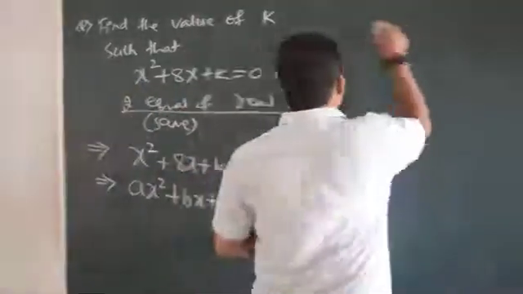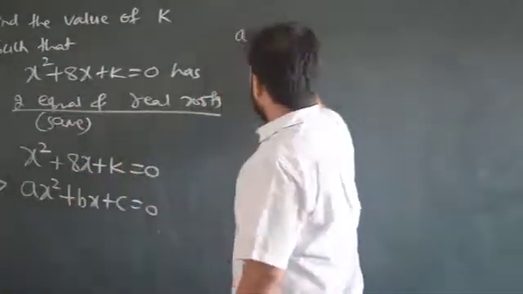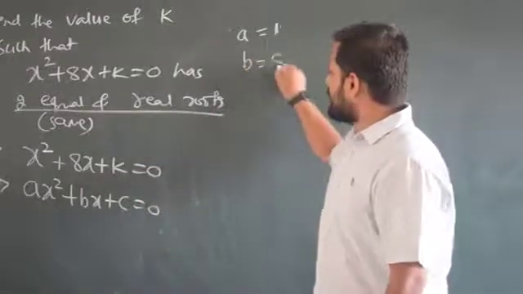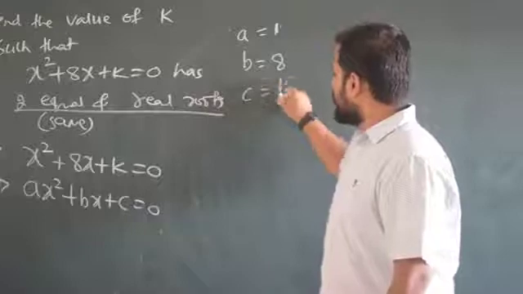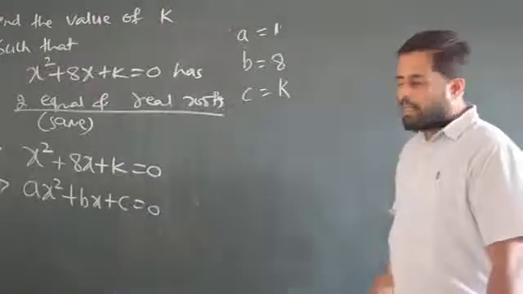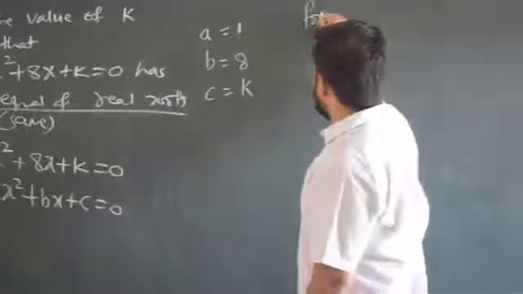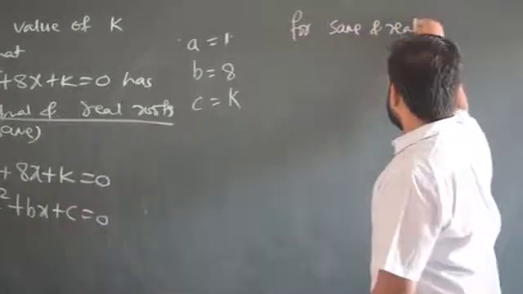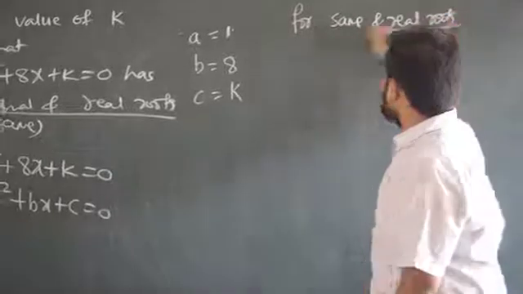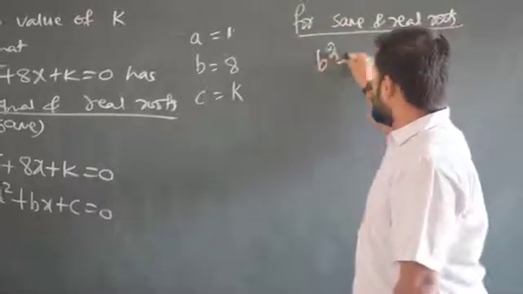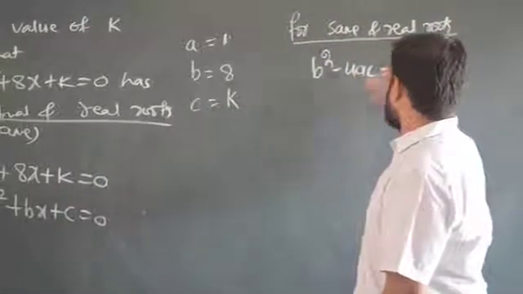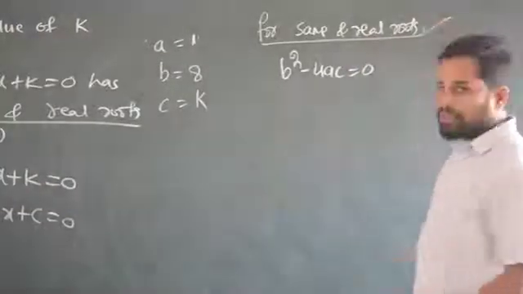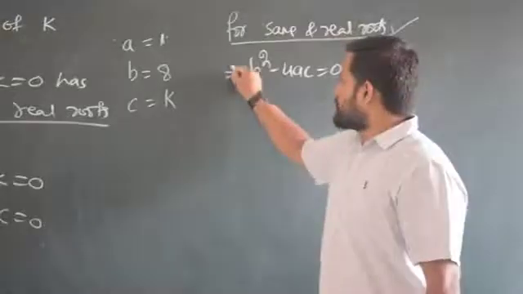Then when you compare, I am going to get the value of a as 1, the value of b as 8 and the value of c as k. Now for same and real roots, I am going to have b square minus 4ac equal to 0. Once they ask for the nature, that is, same and real roots, now they are asking for the value of k.